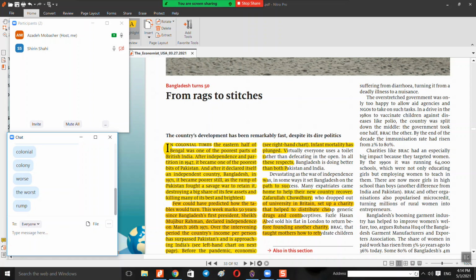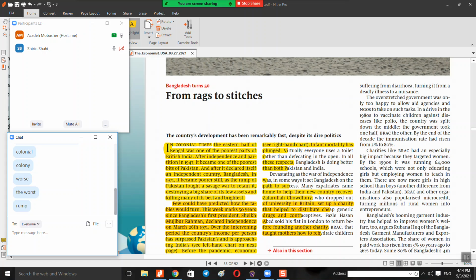Can you explain the grammatical points about destroying? Why do we have destroying in here? Why does it get ing? I think it's a reduced clause. Very good. What sort of it? It's savage war to eliminate it, destroying a big share of its few assets. A story about the past. It's about the past. Was destroying. Yes, of course it was.